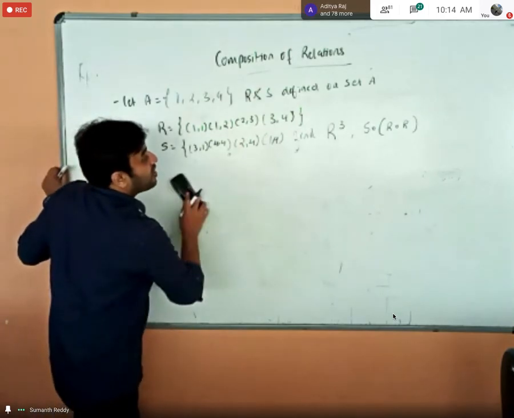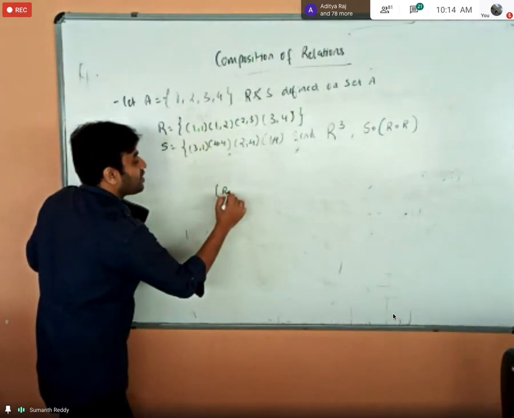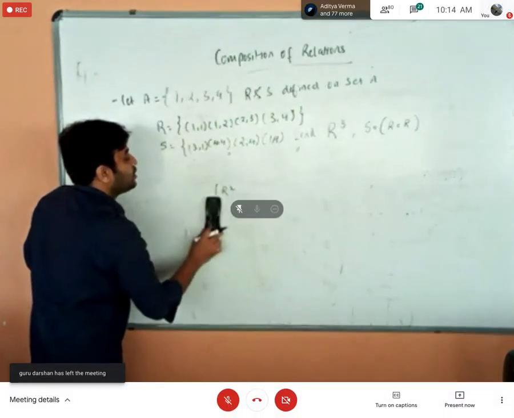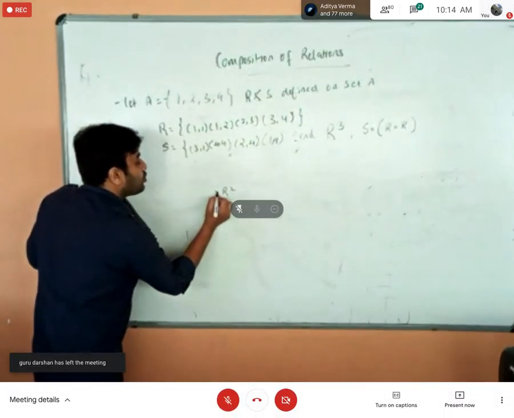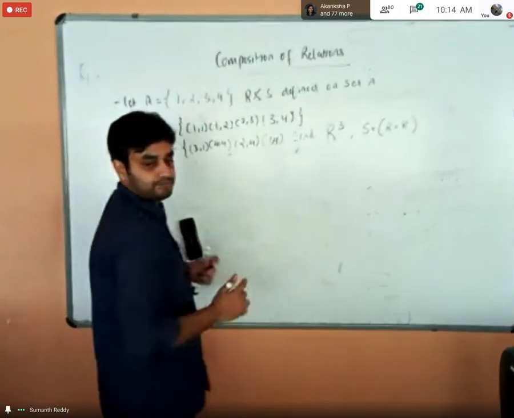So similarly, what is S composition of R composition of R? For whatever solution you have got for R composition of R, that is R square, for the same thing you do composition with S, right? So try to solve this now.